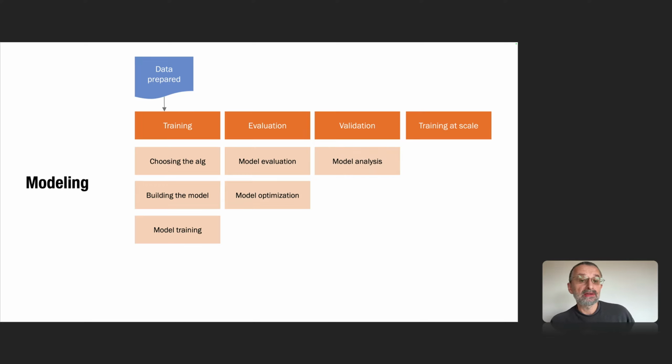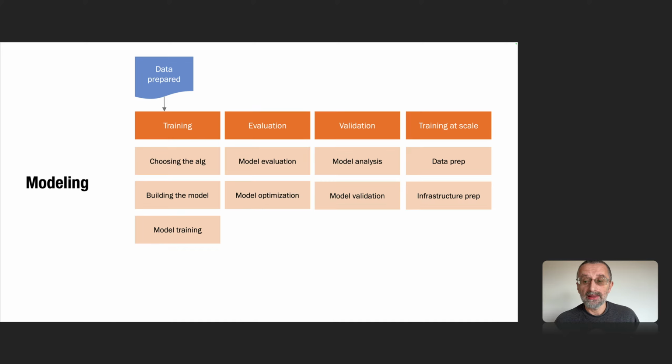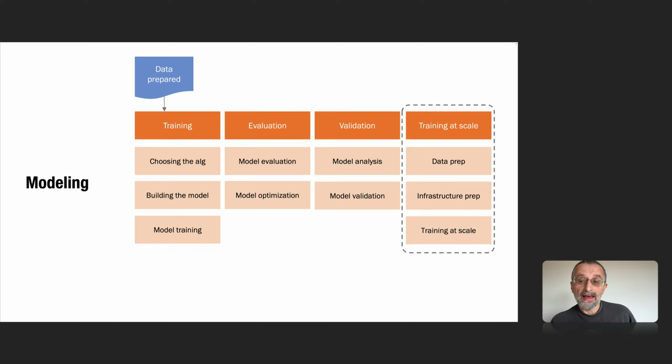In the validation stage, this is a very interesting stage because we firstly test the model on data not seen during the training, but in most cases we also provide this model to our business users just for the first validation, whether the results are sensible or not. Yes. So in that stage we also have model analysis, model validation, and training at scale. In training at scale we have data prep, infrastructure prep, and training at scale.